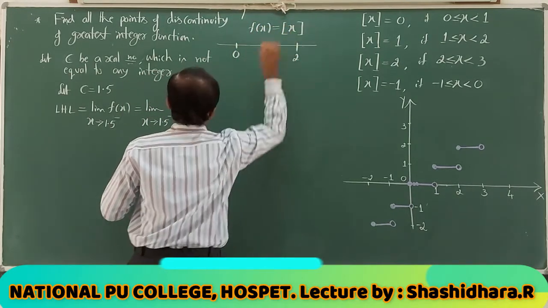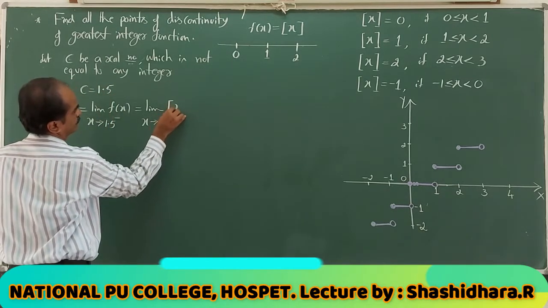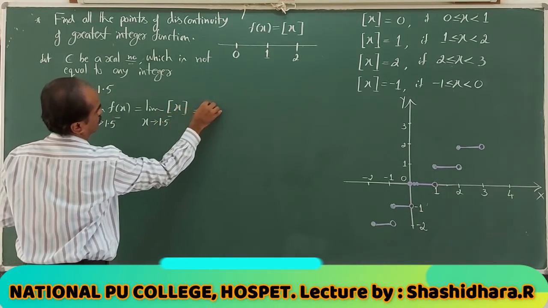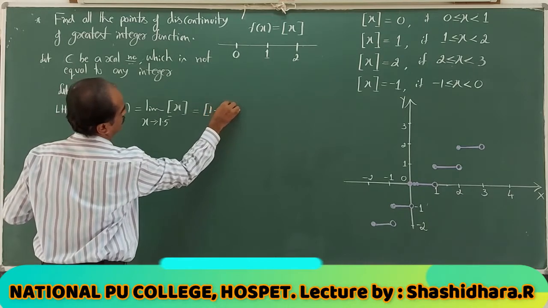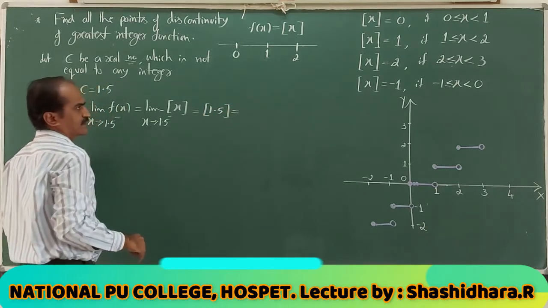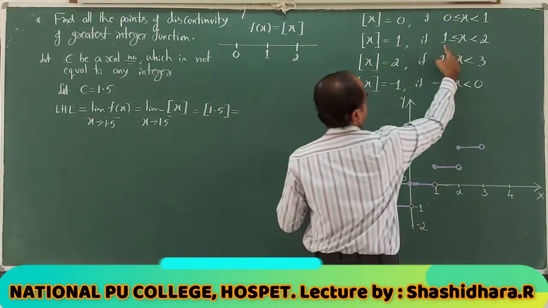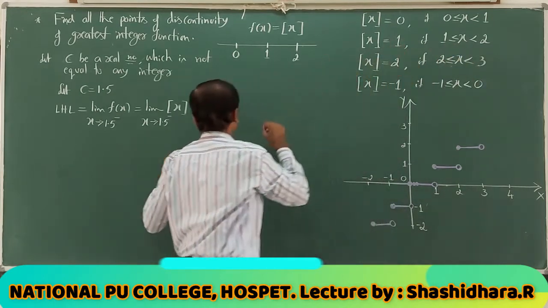This is f of x, which is equal to the greatest integer of 1.5. What is the greatest integer of 1.5? It lies in this interval. It is equal to 1.